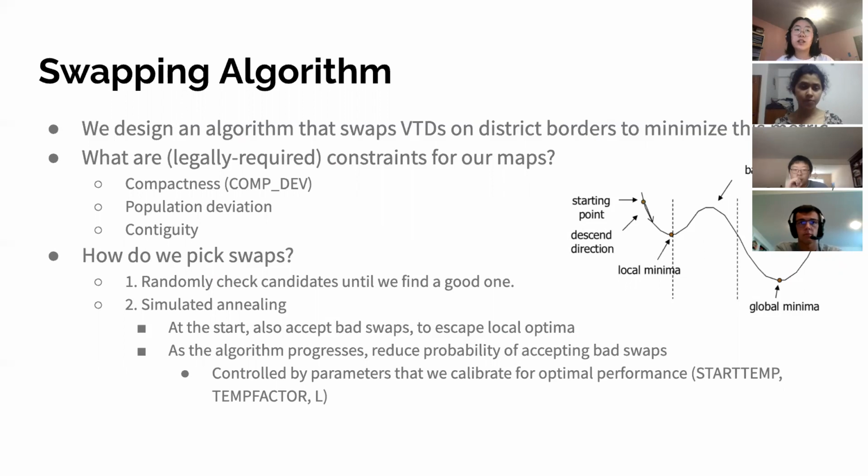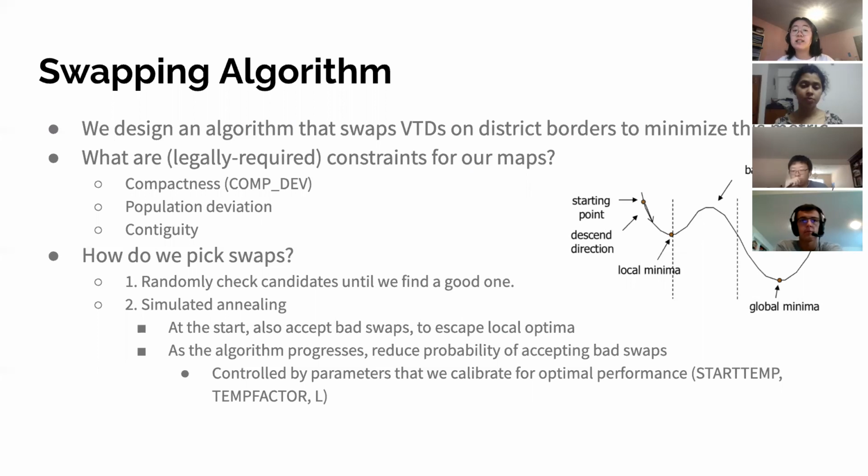So the next question then becomes, how do we pick swaps? We have two implementations of this. The first is a stochastic and greedy approach. So we randomly select candidates to test, and then we accept the first good downhill swap. So in this case, we never allow our gerrymandering score to increase in the process of our swapping.